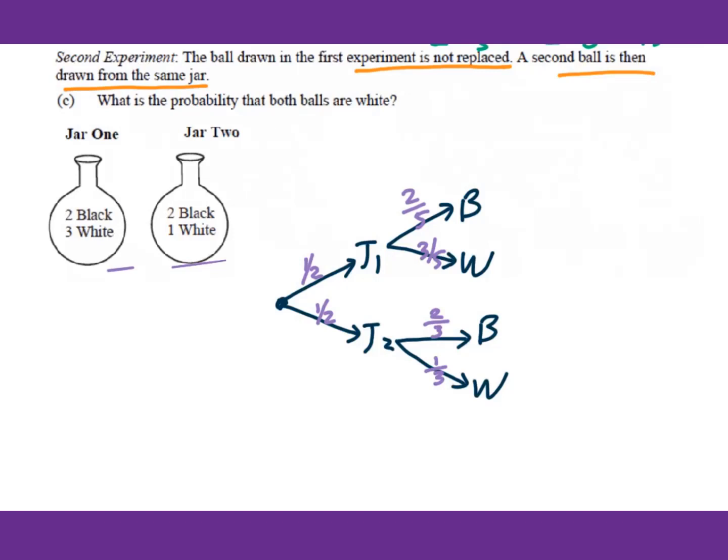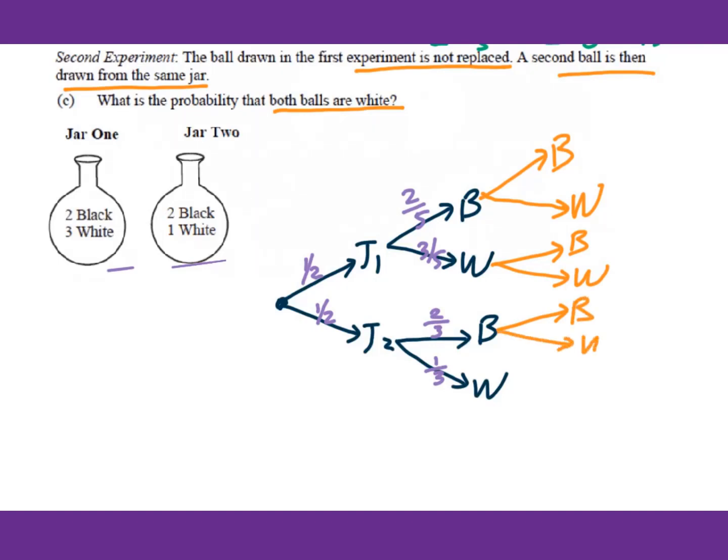What's the probability that both balls are white? So we keep finishing this tree diagram. For the second experiment, you still have two choices after you draw the first ball. So we get a black and a white ball again. Black, white. Black and white. Black, then white.